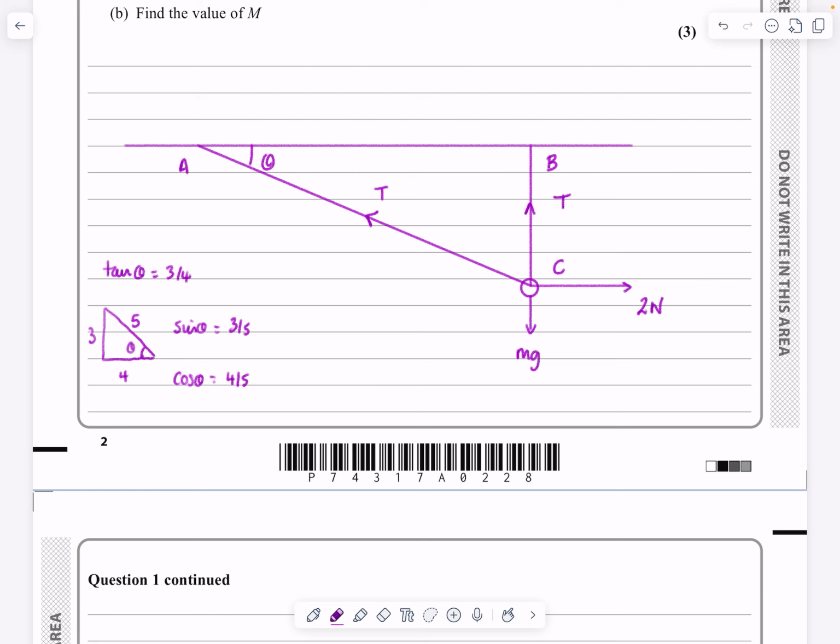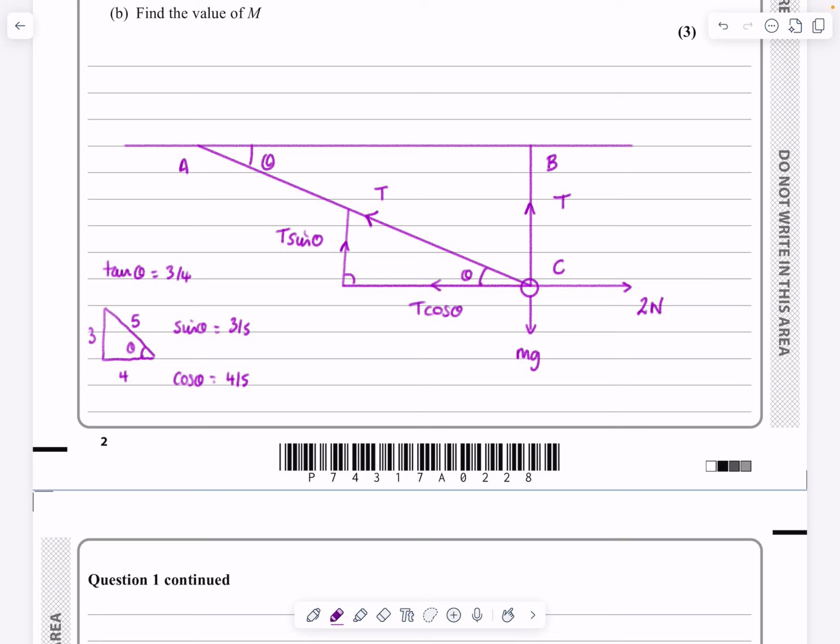What am I going to do? Before I can start resolving horizontally and vertically, I just need to take this tension here and resolve it into horizontal and vertical components. So if that angle is theta there, then using my Z angle, my alternate angles, I can see that that's going to be theta there as well, which means this part is going to be T sine theta, and this part is going to be T cos theta.